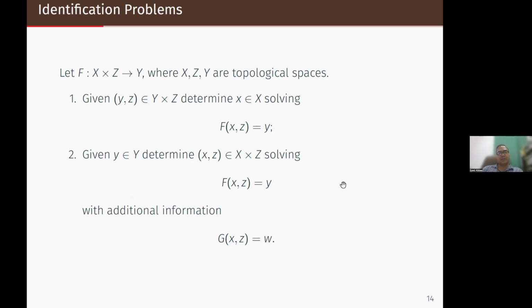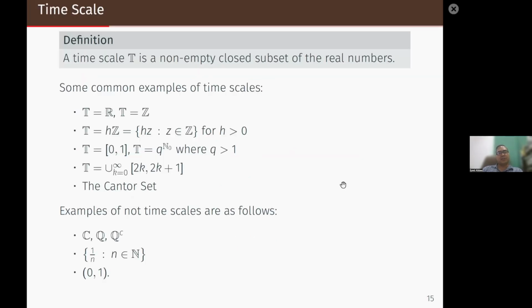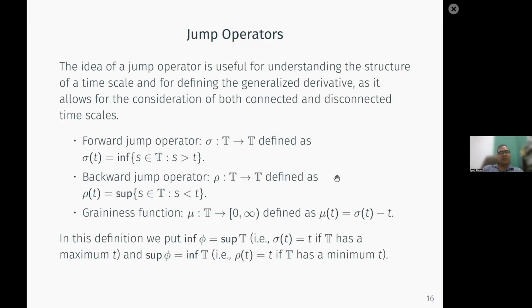So now, the basics of time scales, I'll just cover quickly. A time scale, as we know, is a non-empty closed subset of the real numbers. Some standard examples are R and Z, and then there are other examples like q to the power n, and the Cantor sets, which are examples of time scales. And these are some examples which are not time scales.